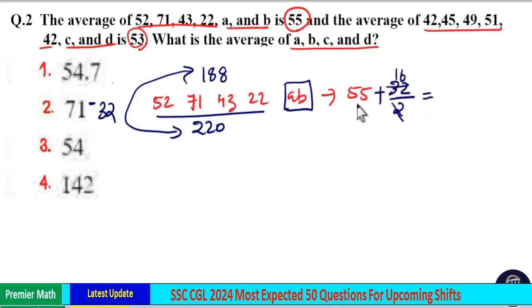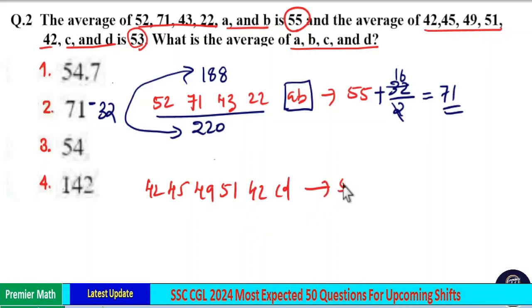So this is the average. 2 goes 16 times in 32. So 55 plus 16 is 71. Average of AB is 71. Same way here, average of 42, 45, 49, 51, 42 and C and D is equal to 53, which means sum of these 5 numbers is equal to 53 into 5, 265.